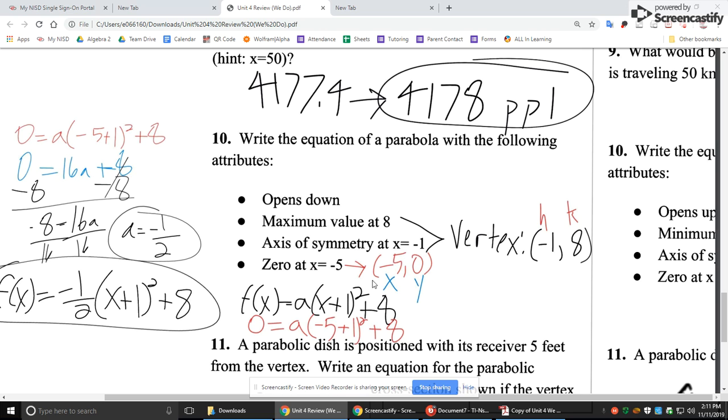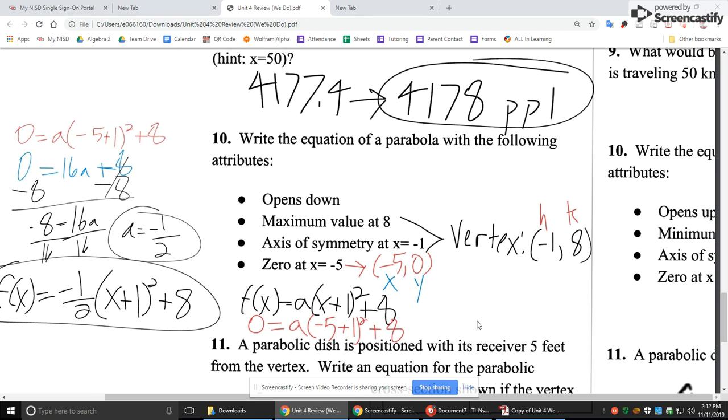Plug in -5 for x, so -5 plus 1, and then 0 for y. So replace f of x with 0. And so now we're going to solve. So I'm going to turn my attention over here. -5 plus 1 squared is -4 squared, makes +16. Minus 8 to the other side makes -8, divided by 16 makes negative 1/2. So I get my function of negative 1/2 (x plus 1) squared plus 8. That will make it open down, the negative 1/2. So that's everything by hand.